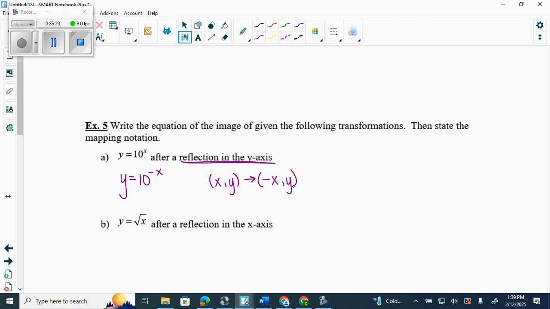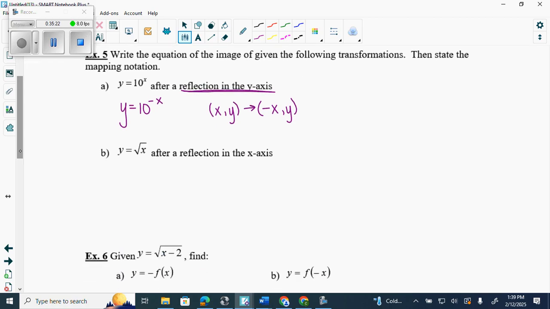Then, for B, we have a reflection in the x-axis. So here's my x-axis. I want to reflect in it. If I'm up here, I'm going to go down here. Or down here, I'm going to come up here. What's being negated when I reflect in the x-axis? My y's. So I need to make my y negative.